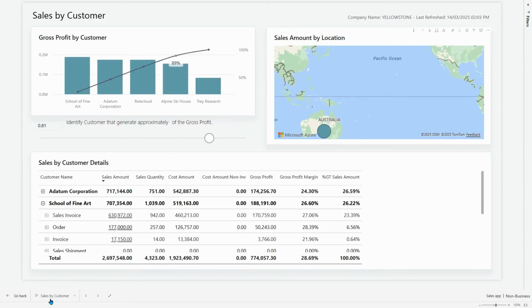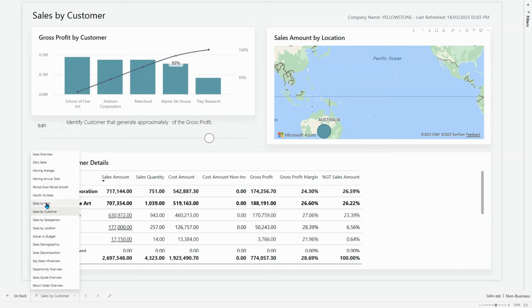A different way of looking at your profit is not by customer, but by item.